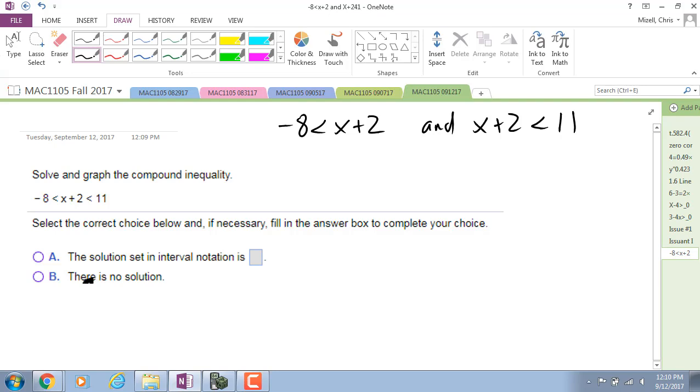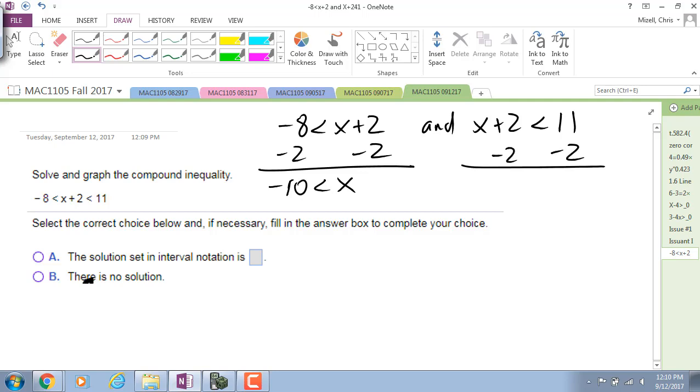Now, if I were solving these inequalities separately, I would be subtracting a bunch of 2's. I would be subtracting 2 from both sides there to get -10 is less than x. And a couple more 2's. I would subtract 2 here, and I would subtract 2 here, so that x is less than 9. And carry the "and" down, because both of these have to be satisfied in order for the compound inequality to be satisfied.